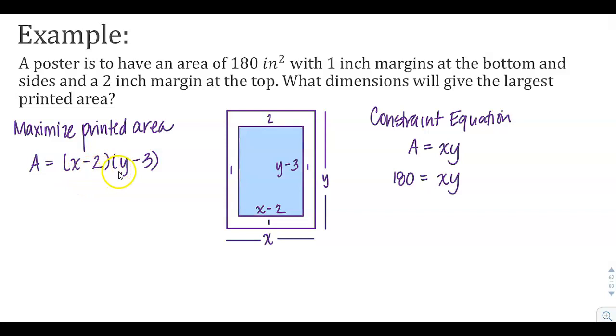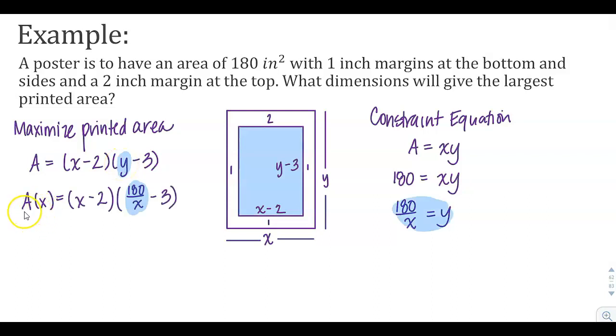So notice it's a function of two variables, x and y, and that's where our constraint equation comes in. So I'm going to solve the constraint equation for the variable y. So I'm going to divide both sides by x to get y equals 180 over x, and then I'm going to substitute that in over here to the y variable. So now notice that A is a function of just x. I have x minus 2 times 180 over x minus 3, and I want to take the derivative, but first I'm going to go ahead and distribute this out to make it easier to take the derivative of.